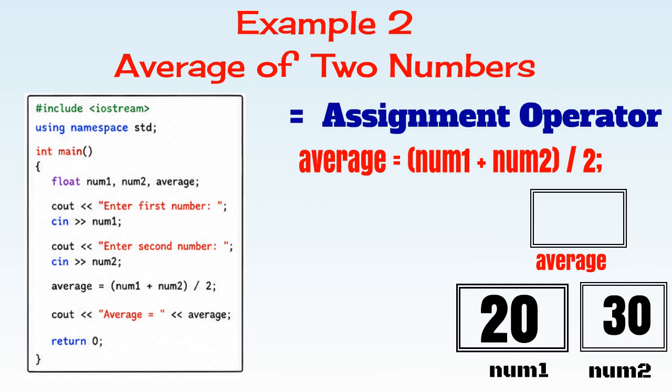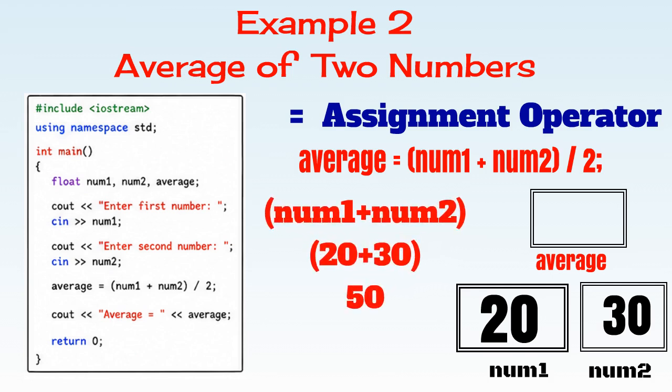The CPU targets the right side, num1 plus num2. First, respecting standard order of operations, it evaluates the parentheses. The CPU sends a fetch request to RAM for the addresses labeled num1 and num2. It pulls the binary values 20 and 30 into the processor's arithmetic logic unit, or ALU. The ALU adds them together, holding a temporary value of 50 in a register.